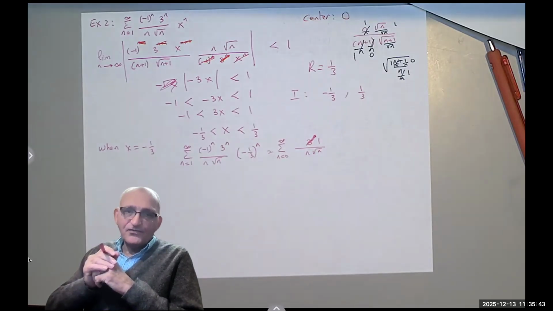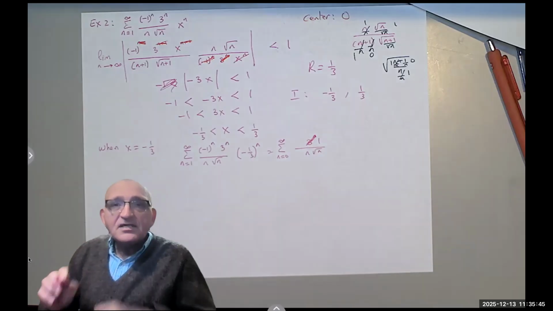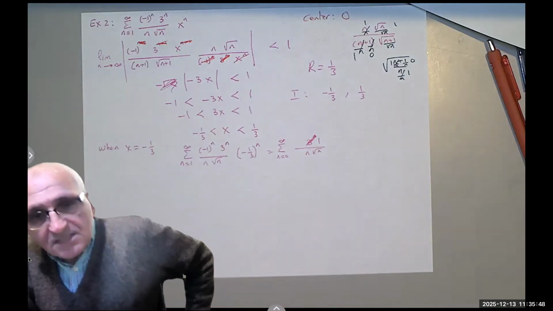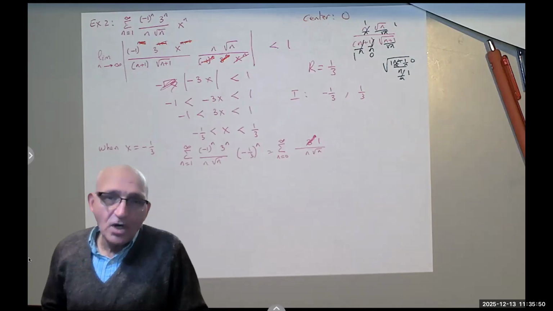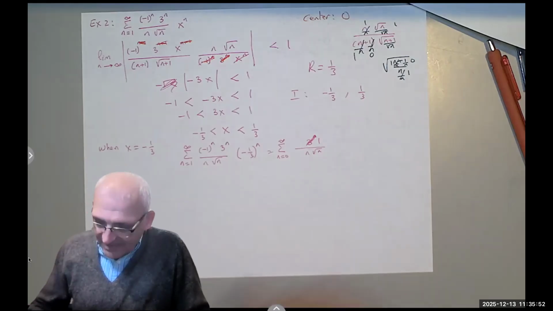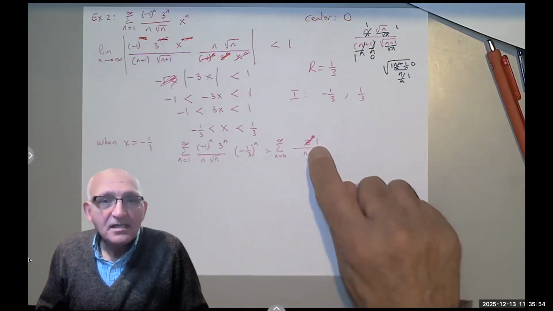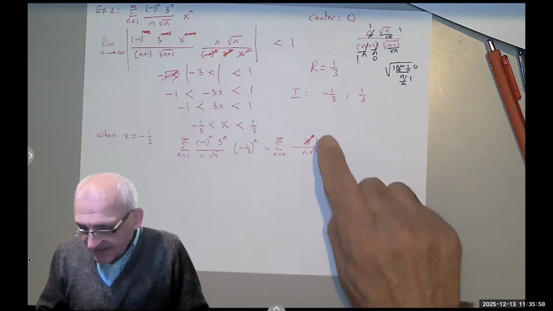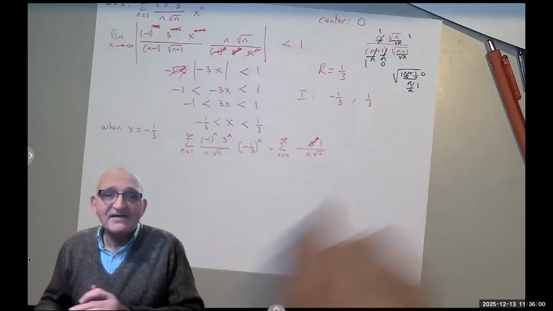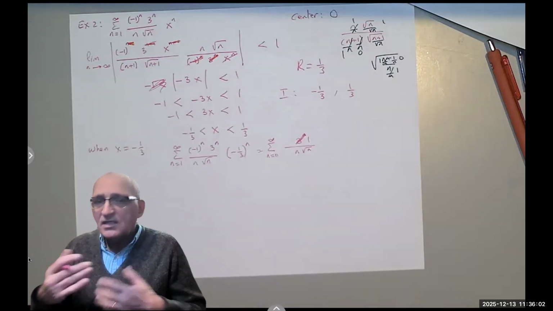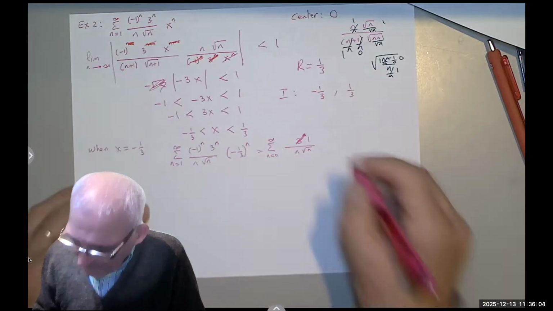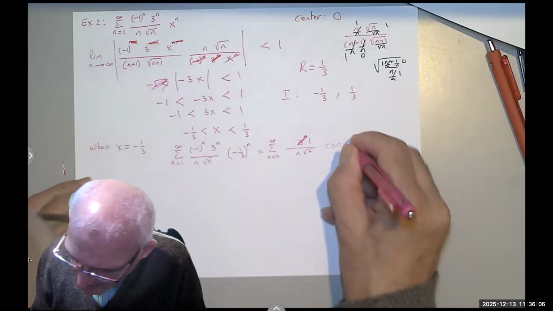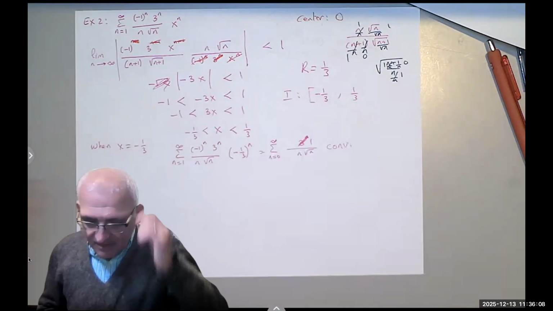It definitely converges. Why? Because that's a p series with p greater than 1. If that was 1 over n, it would diverge. That would be the harmonic series. But this is 1 over n to the 3/2. 3/2 is more than 1, so that series converges. So I use a bracket.